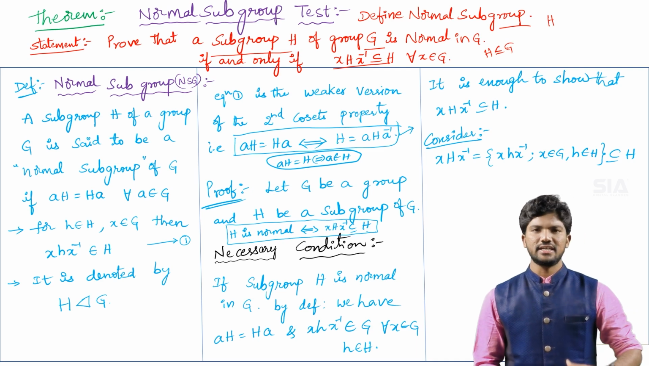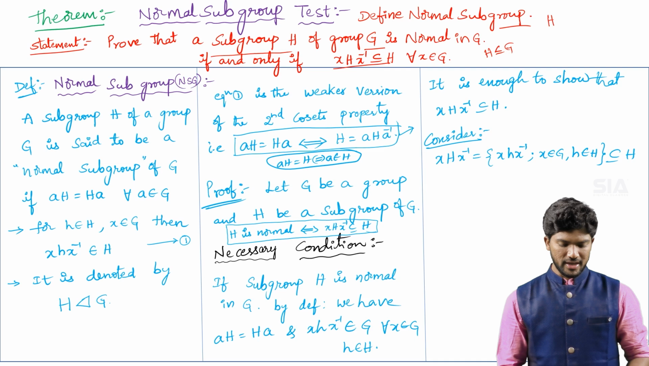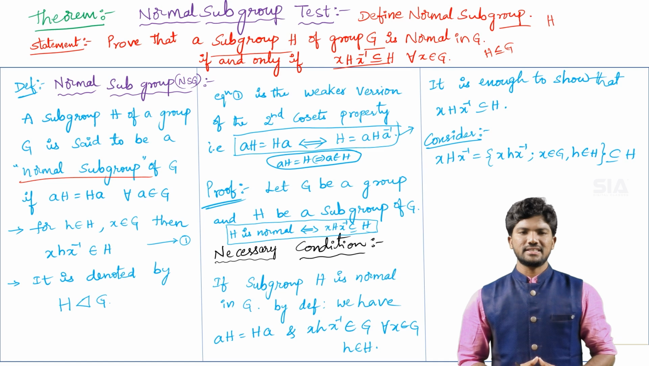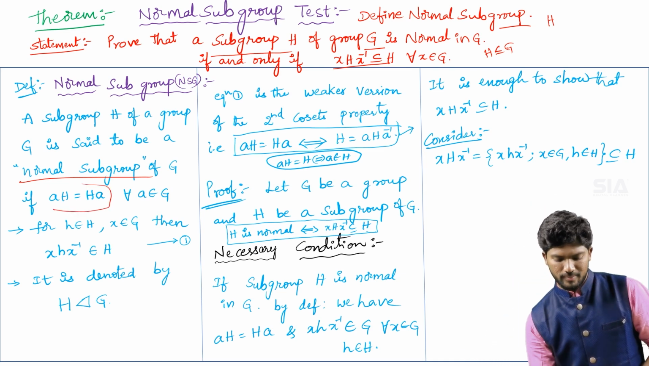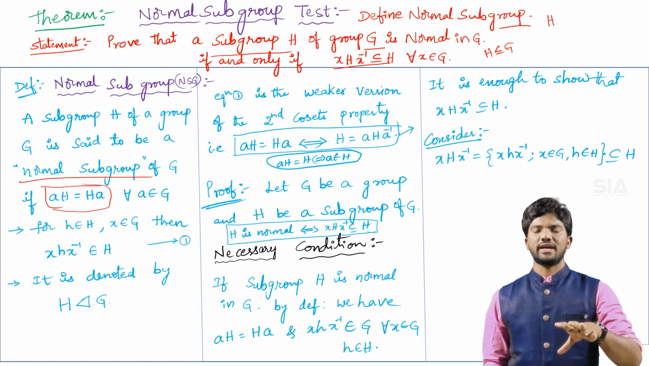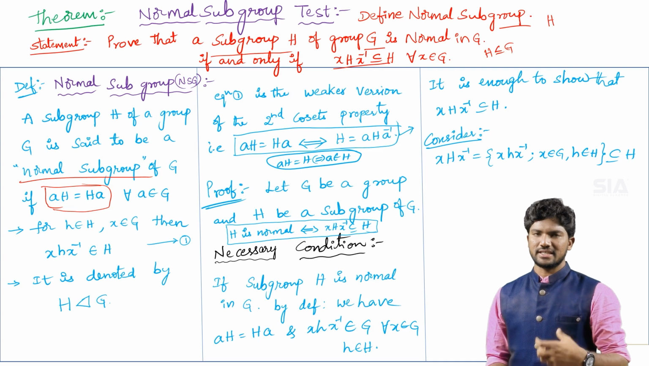Now you can see what that error was. That is the definition of the normal subgroup. A subgroup capital H of a group capital G is said to be a normal subgroup of capital G if a into H is equal to H into a for all a belongs to capital G. I clearly mention that a into H is equal to H into a is not true for every small a belongs to capital G.